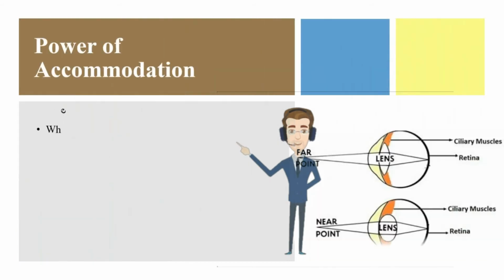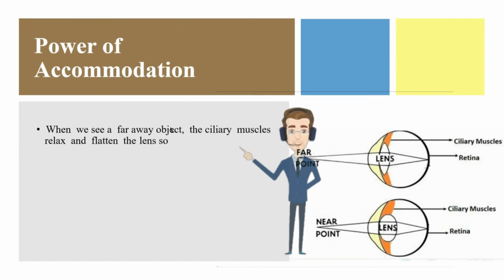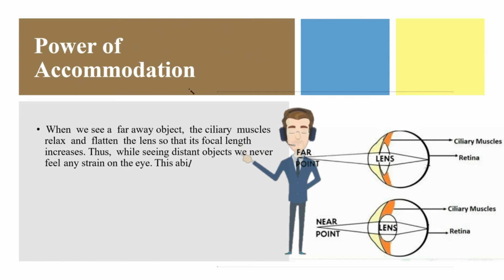Power of accommodation. When we see a faraway object, the ciliary muscles relax and flatten the lens so that its focal length increases. Thus, while seeing distant objects we never feel any strain on the eye. This ability of the lens of the eye to self-adjust its focal length is termed as the power of accommodation.